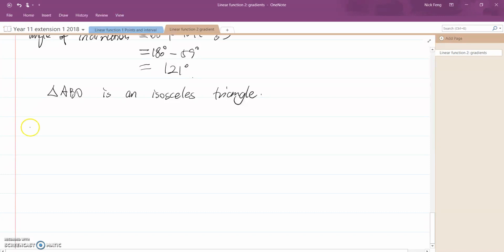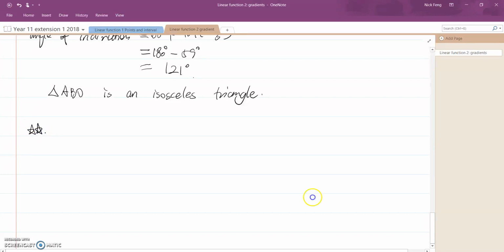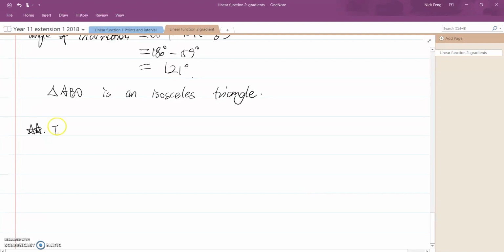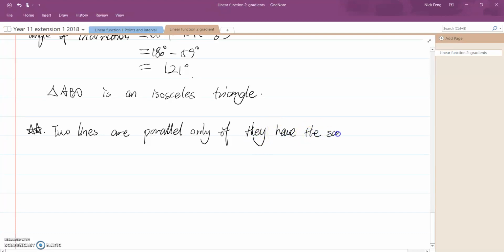So there are two theorems about gradient, using gradient as applications. First one, two lines are parallel only if they have the same gradient. In other words, L1 is parallel to L2 if gradient of 1 equals gradient of 2.